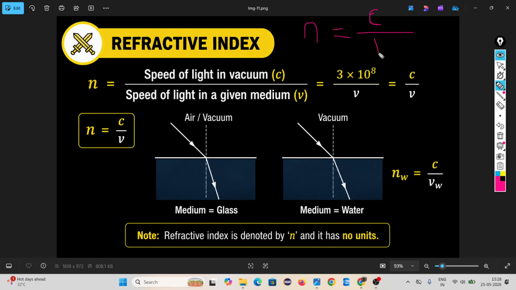So the medium is glass. Okay. And it has no unit. And we know the speed of light in air is 3 into 10 to the power 8 meters per second, divided by v. This is the formula. Okay.